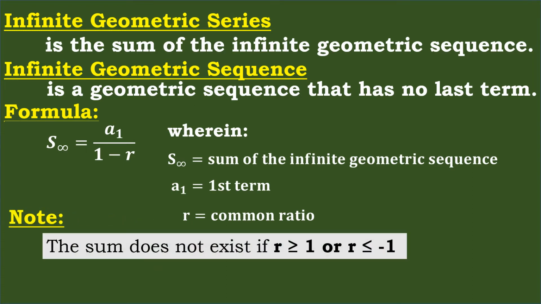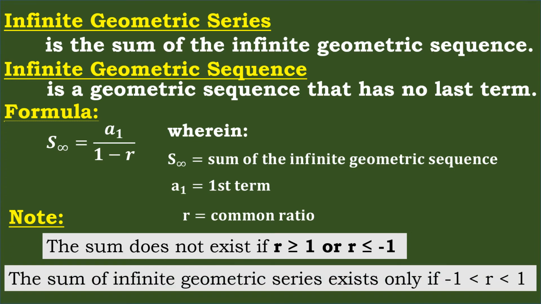So take note. The sum of infinite geometric series does not exist if the common ratio is greater than or equal to 1, or the common ratio is less than or equal to -1. Now, the sum of infinite geometric series exists only if the common ratio is greater than -1 but less than 1.